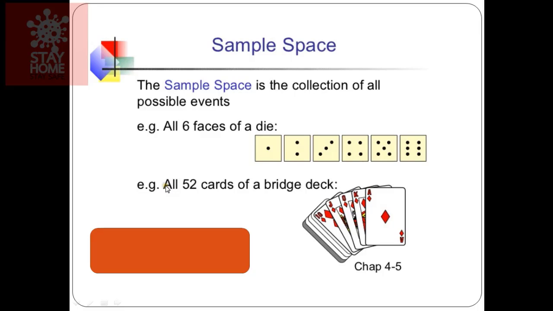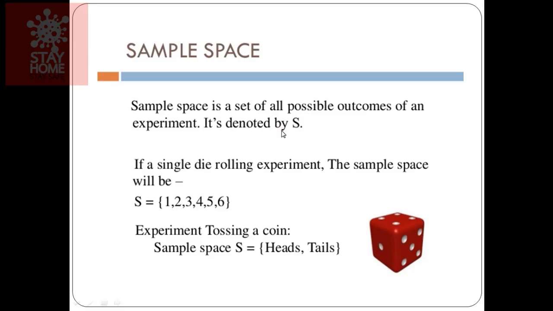If it is a deck of cards, then the sample space will be all 52 cards of the bridge deck. All these 52 cards are all the possibilities. Sample space is the set of all possible outcomes of an experiment. For the experiment of tossing a coin, it can be head or tail. For a single coin, it can be head, it can be tail. This is the sample space. For the dice, 1 to 6 is the possibility.